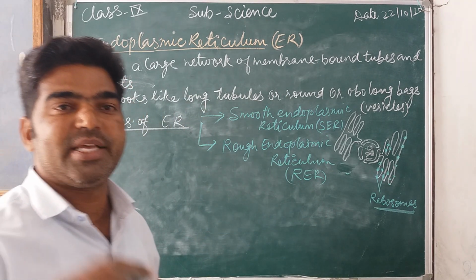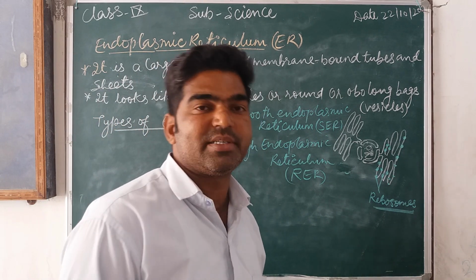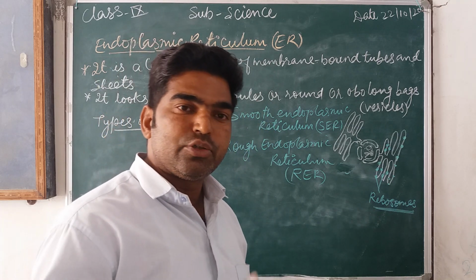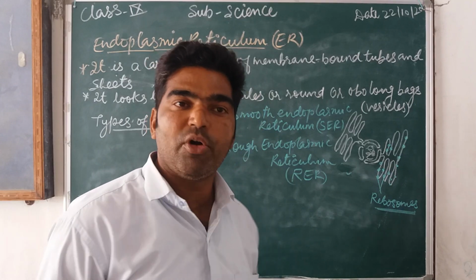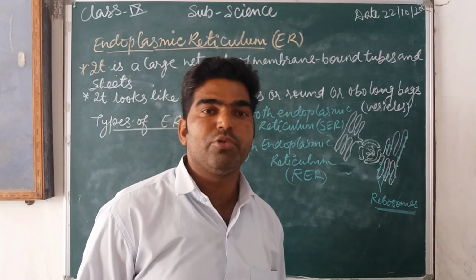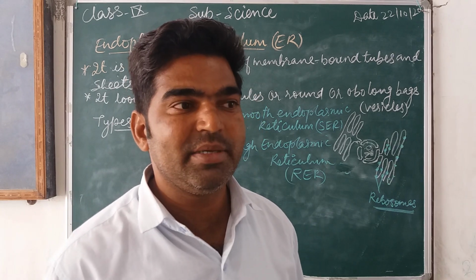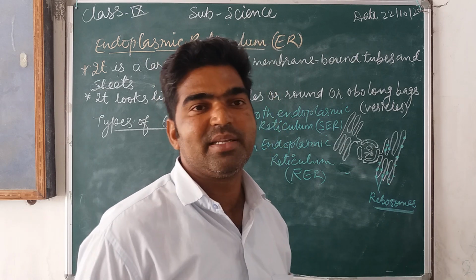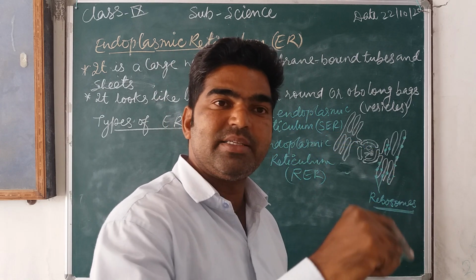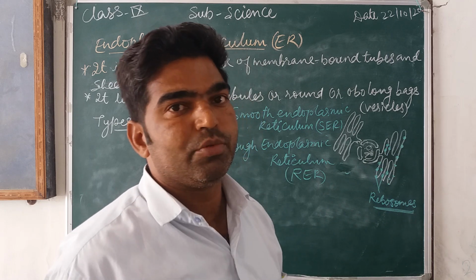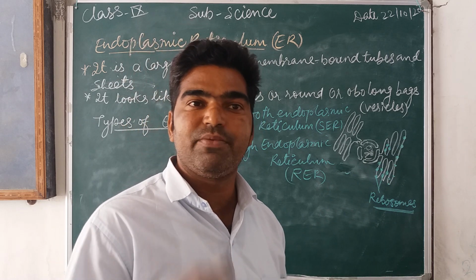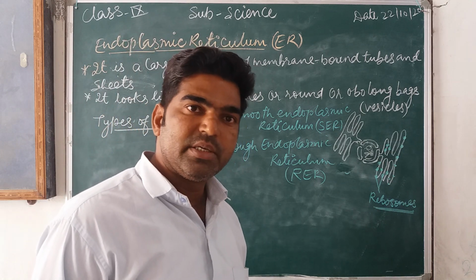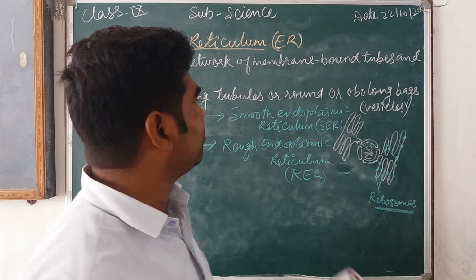This classification is based on the presence of ribosomes, and as we know, ribosomes are also found freely in the cell, in the cytoplasm. The ribosomes are the site for protein synthesis. That means proteins formed in the body are formed inside the cell at the ribosomes. So on the basis of the presence of ribosomes, the endoplasmic reticulum is classified into two parts.